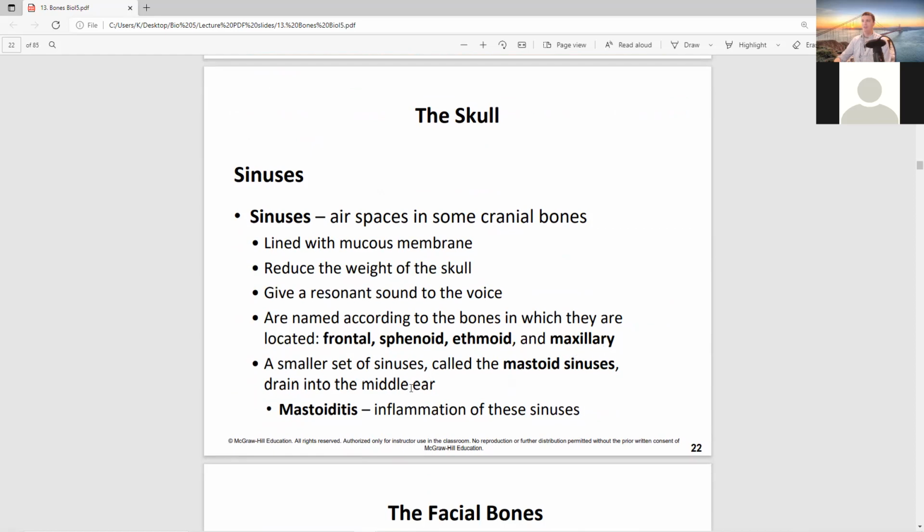A smaller set of sinuses called the mastoid sinuses drain into the middle ear. And so mastoiditis is inflammation of these sinuses.